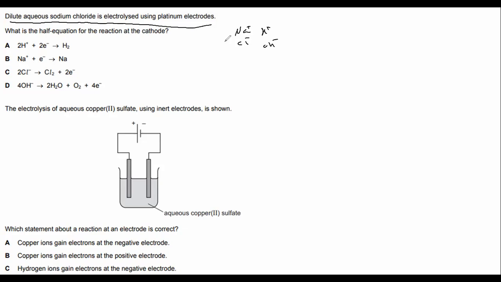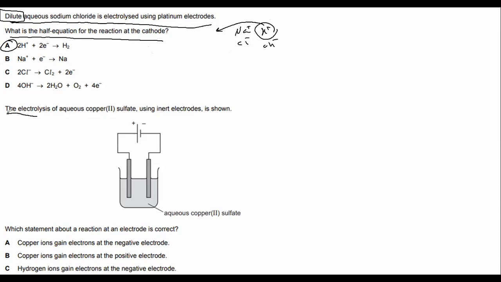Okay, what's the half equation at the cathode? So H plus is always attracted to the cathode. But why did they mention here we have dilute? They just say this to make the question confusing. So this is easy peasy. The correct answer here is A.